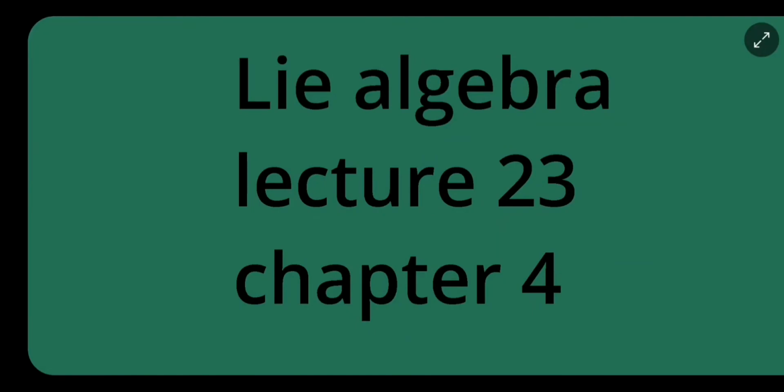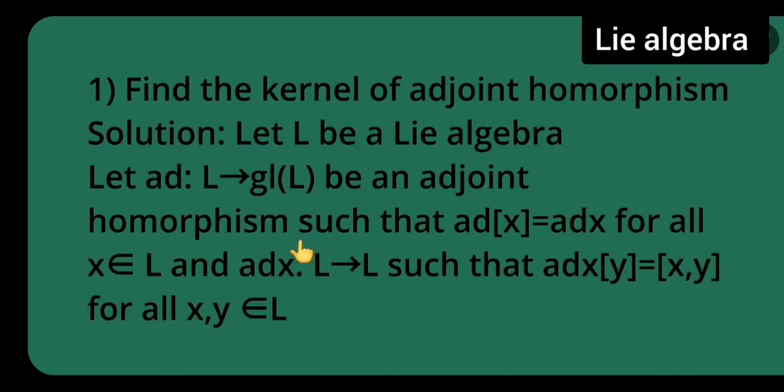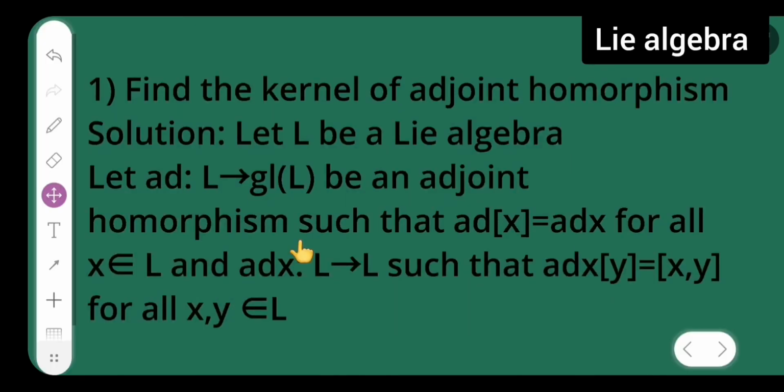This is the algebra lecture 23 and chapter 4. Let me start with today's lecture. Here I have to find the kernel of the adjoint homomorphism. Now let me start with it.